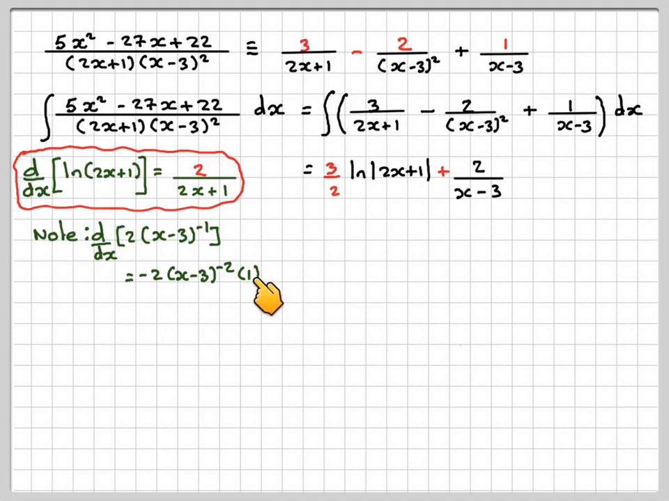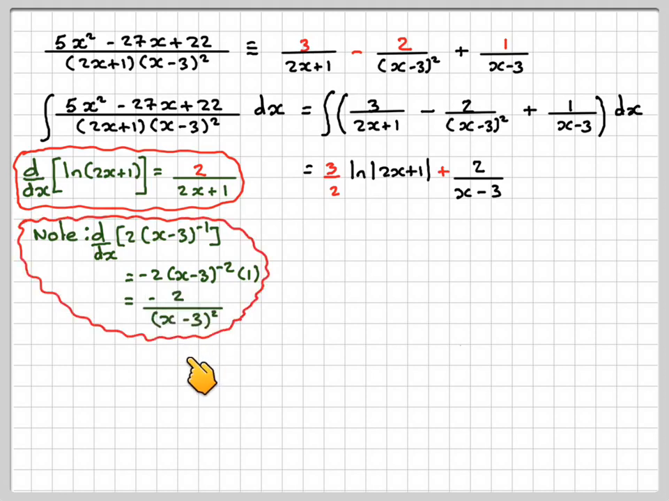Don't always assume that it's 1. So that takes me back to −2 over (x − 3)², which is what that is. So that is definitely the integral of that. This is just a simple logarithm one, so plus ln of (x − 3) plus c.